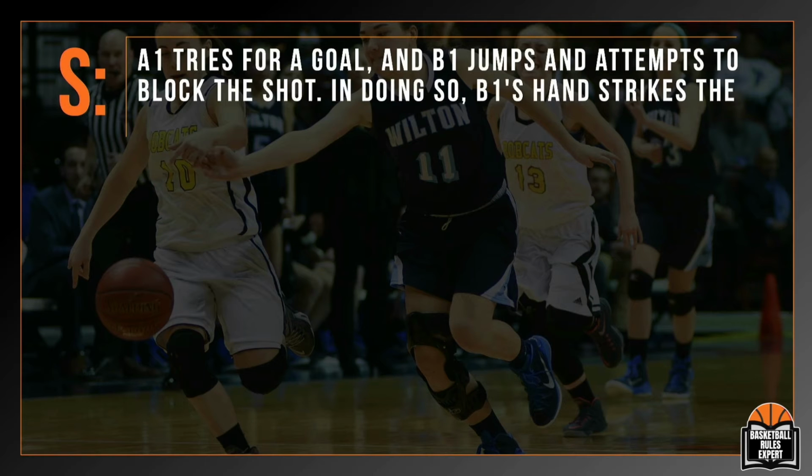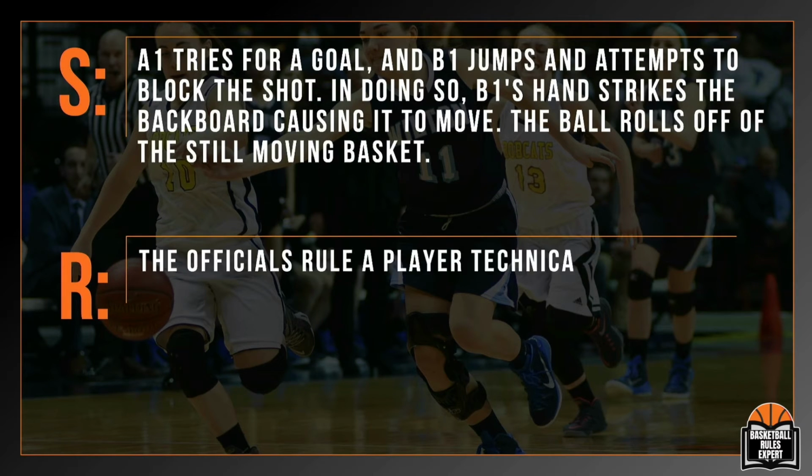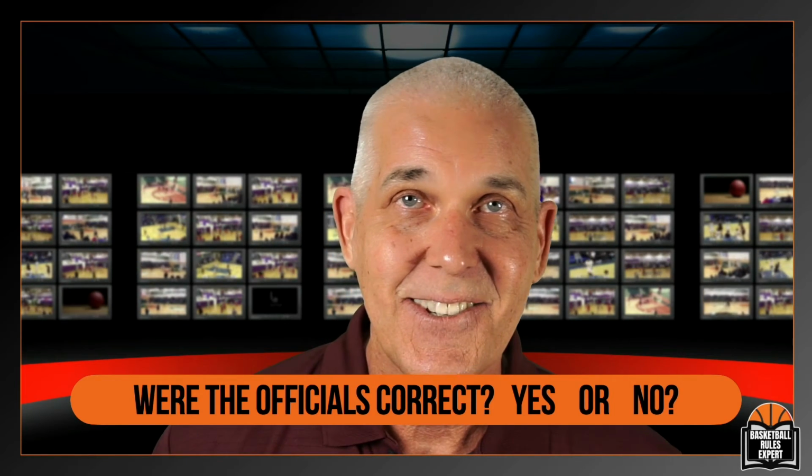A1 tries for a goal and B1 jumps and attempts to block the shot. In doing so, B1's hand strikes the backboard, causing it to move. The ball rolls off of the still moving basket. The officials rule a player technical foul on B1. Were the officials correct? Yes or no?